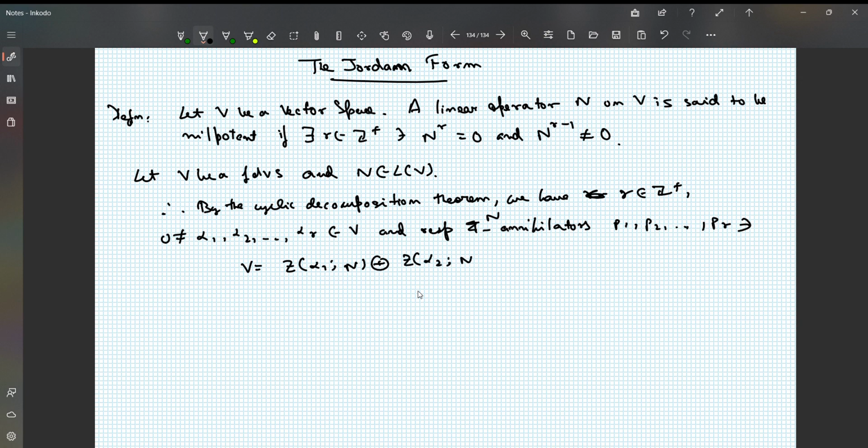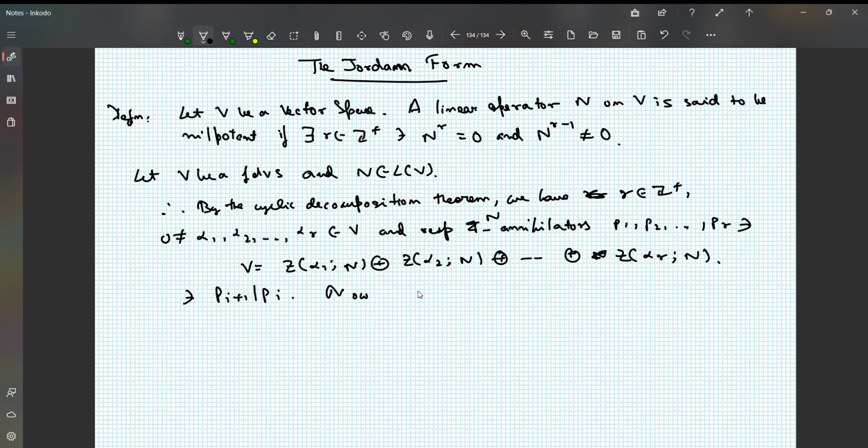So you have Z(alpha 1; N), then Z(alpha 2; N), and so on till the last one, such that p_{i+1} divides p_i. Is it clear? Now from the definition, or rather from the proof of the cyclic decomposition theorem, we know that the T-annihilator of alpha 1 is the minimal polynomial for it, right?